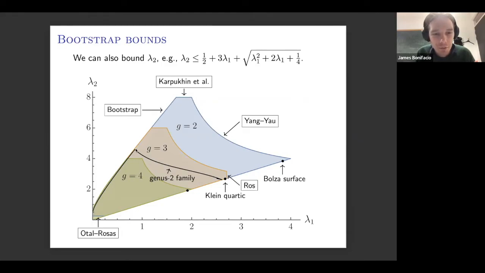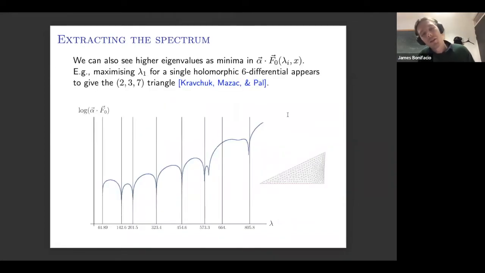And in fact, it falls in this region quite close to this family of genus 2 surfaces, which is the reason that I included this black line, which shows that the bound is nearly optimal in this region. So that's another kind of bound that you can derive.